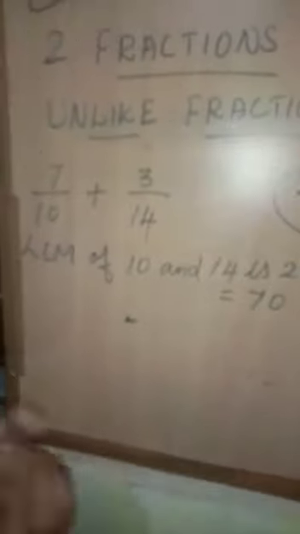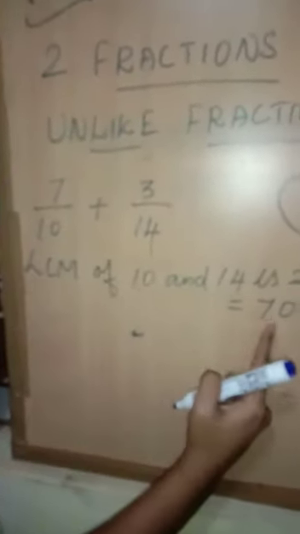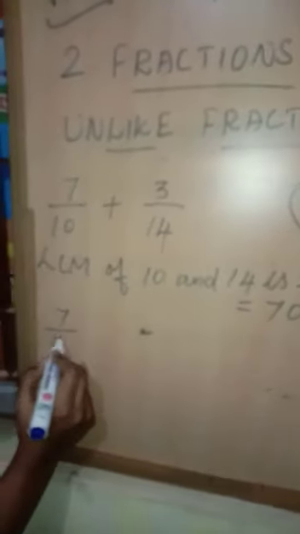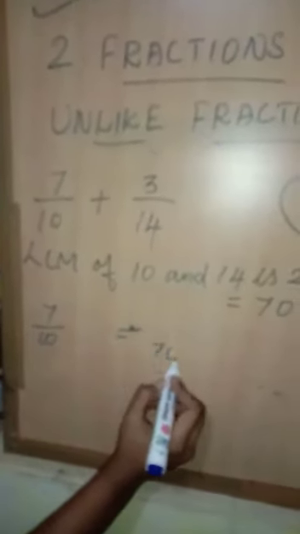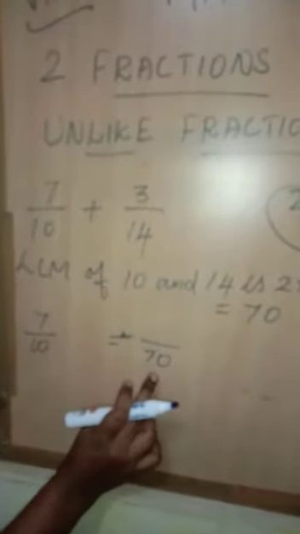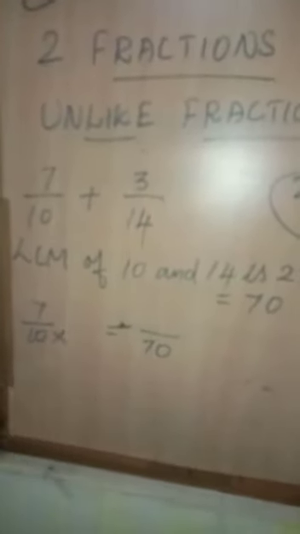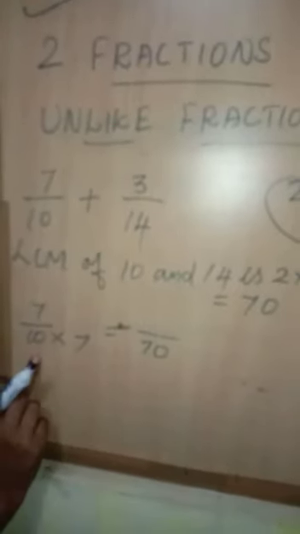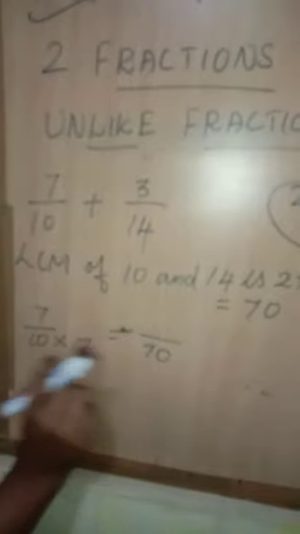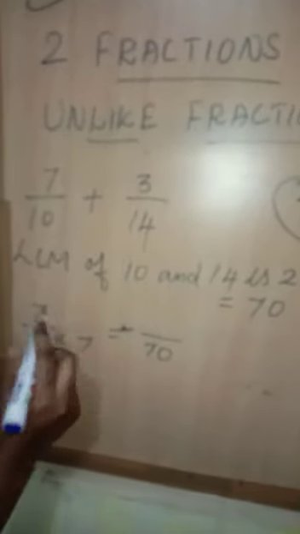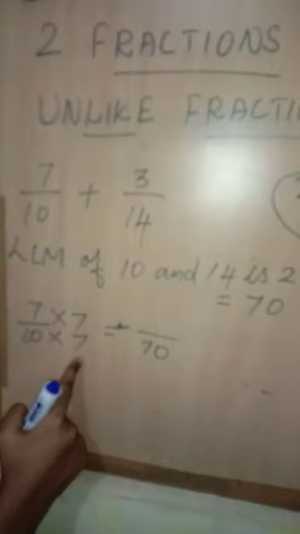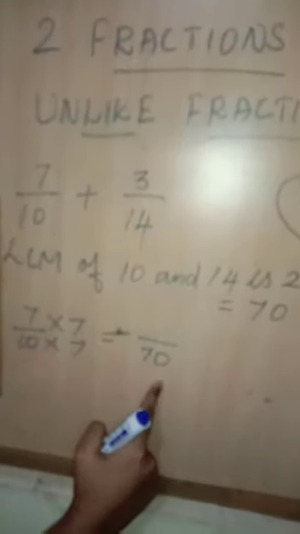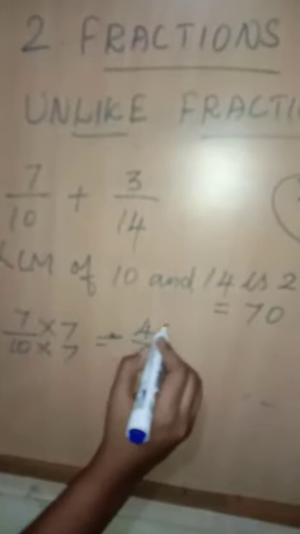Now what you have to do is convert both the denominators to 70. Take the first fraction. What do we have as the first fraction? 7 by 10. We have to bring the denominator value to 70. To convert into 70, you should multiply 10 with what number? 7. Then only you will get 70. So here we have multiplied by 7 to get 70. In the same way you should multiply the numerator also by 7. What number you have taken for the denominator, the same number you should take for the numerator also. Then only we will get an equivalent fraction. So 7 7s are 49.